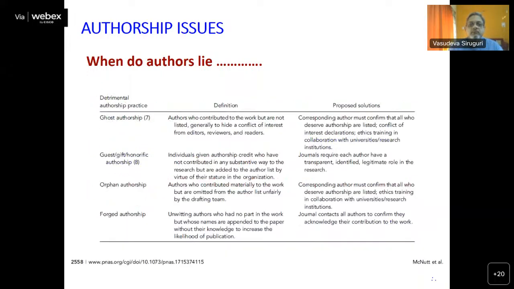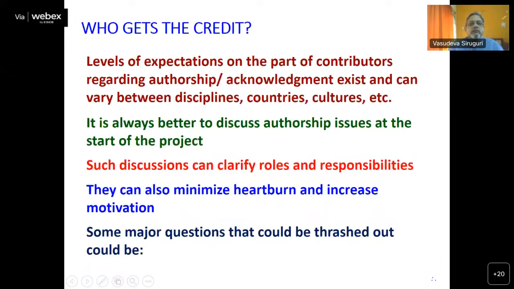These were the various definitions. I had also told you about the possible solutions for each of these different kinds of detrimental authorship practices. And then it's always the case of who gets the credit. As I said, the levels of expectations on the part of the contributors regarding authorship, acknowledgement, etc., exist, and they can also vary between countries and disciplines, chemistry or life sciences, etc. So the best thing to do in this situation is always to discuss these authorship issues at the start of any research activity. That will help a lot in at least laying down a base for the authorship and authorship list.